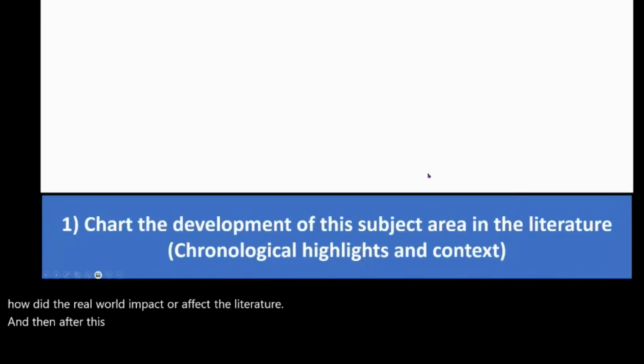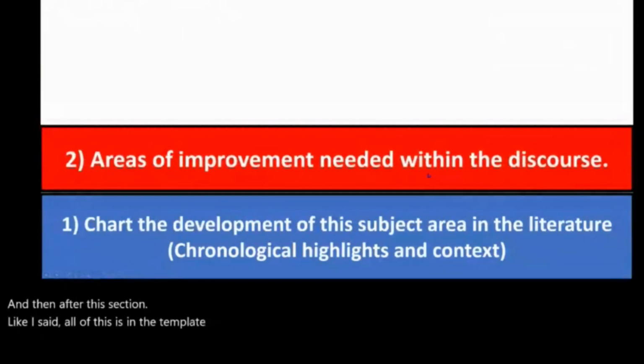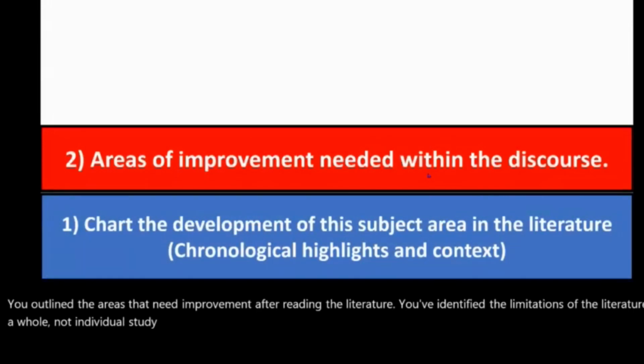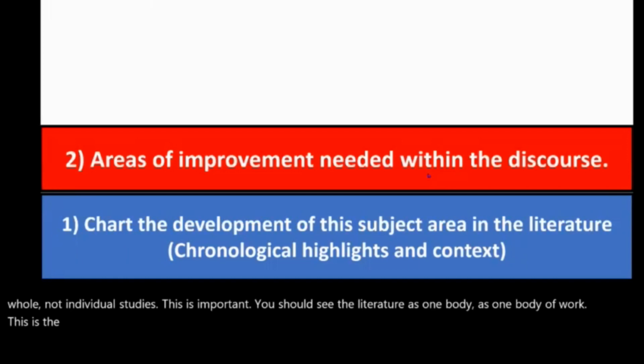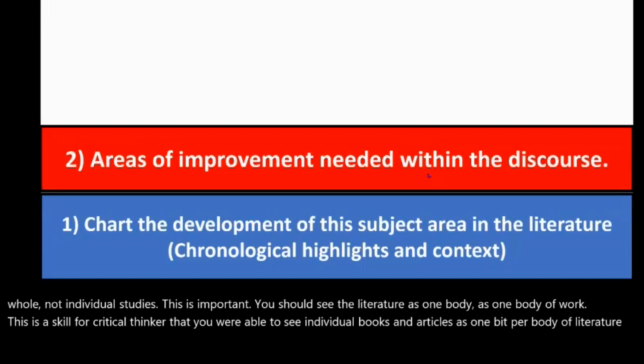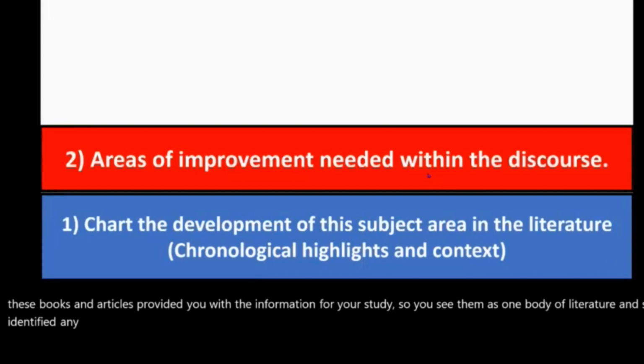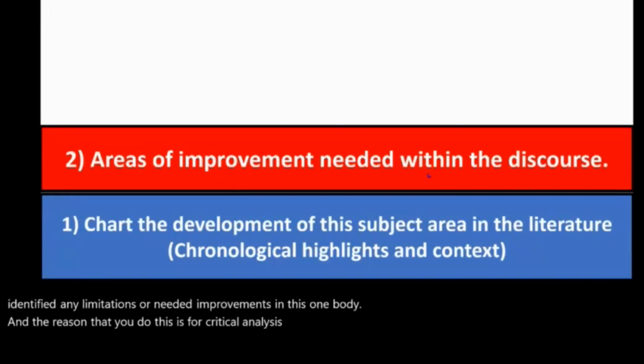And then after this section, like I said, all of this is in the template. You outline the areas that need improvement. After reading the literature, you've identified the limitations of the literature as a whole, not individual studies. This is important. You should see the literature as one body of work. This is a skill of a critical thinker, that you're able to see individual books and articles as one body of literature. All of these books and articles provided you with the information for your study. So you see them as one body of literature, and identify any limitations or needed improvements in this one body. The reason that you do this is for critical analysis marks, and also to position your research as a means to rectify this body of literature.